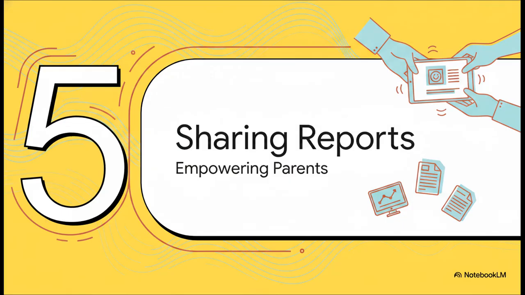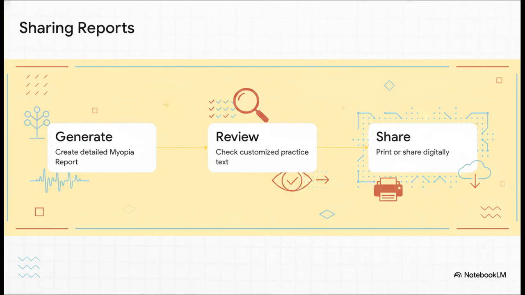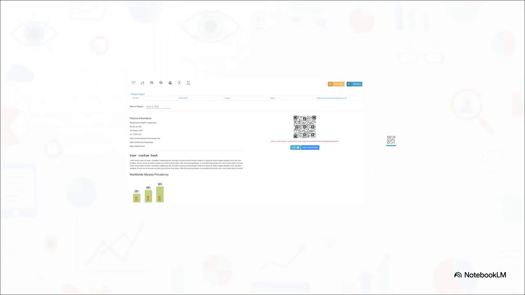So you have the data, you have the analysis. Part 5 is all about sharing patient reports and empowering parents with these evidence-based findings. The platform makes this incredibly efficient with a super fast 3-step procedure. First, you just generate the detailed myopia report right there from the analysis screen. Second, give it a quick review to ensure the custom practice text you set up way back in Step 1 looks perfect. And third, you simply choose to print a physical document or shoot it over to them digitally. That finalized myopia report pulls in your clinic's customized text and branding, giving you a highly professional output.